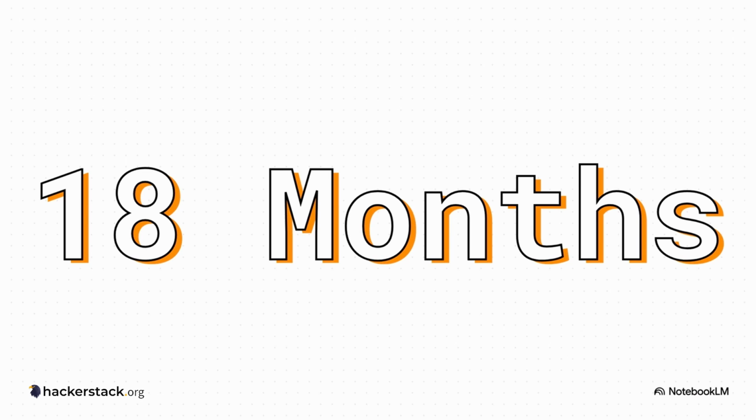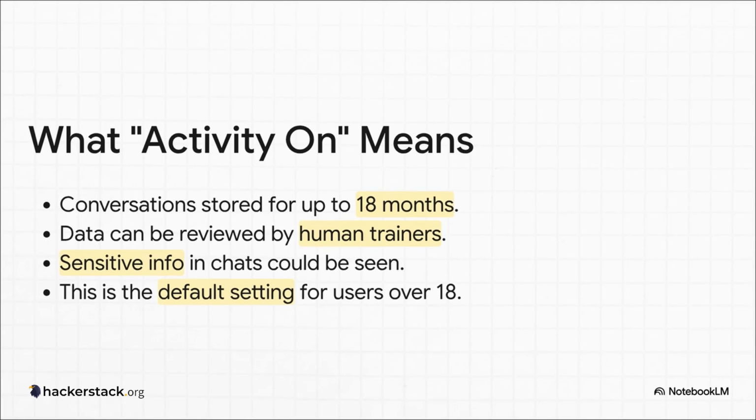Well, by default, 18 months. Yeah, a year and a half. That's a long time. So what does activity on, which again is the default setting, actually mean for you? It means your chats are kept for up to 18 months. It means that data can be read by human reviewers. And it means any sensitive info you put in there, think API keys, private code, could potentially be seen by one of those reviewers. It's really important to know that this is how it works out of the box.